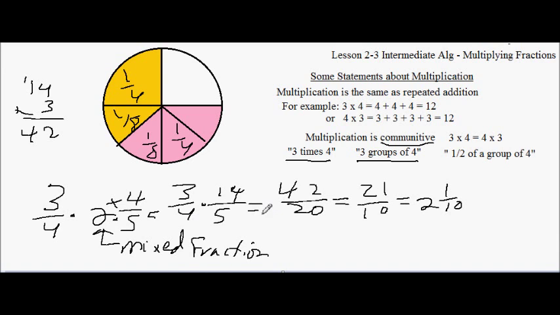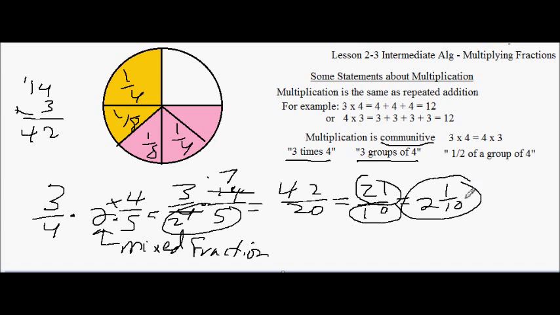Now, another way you could do it is cancel. Like I could say, well, this 4 and this 14 have a 2 as a common factor. So if I divide this by 2, I get 2, and I divide this 14 by 2, and I get 7. And then I get 3 times 7, and I get 21, and 2 times 5, and I get 10. So instead of reducing after the multiplication, I reduce before the multiplication. And either of these answers, 21 over 10, which is the improper fraction, or 2 and a tenth, would be the right answer. So that should do it. Good luck.